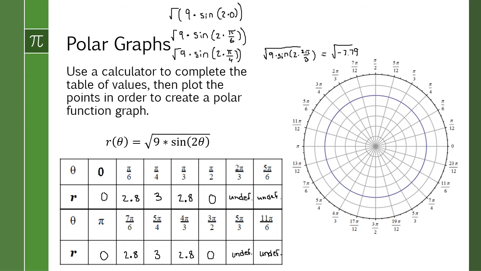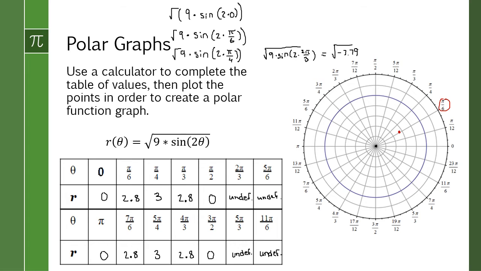So my first point here, I've got an angle of 0 and a radius of 0. So that is 0, 0. It's right at the origin. The next point that I have is an angle of pi over 6, and the radius is 2.8. So 1, 2, almost to 3. Looks like right about there.